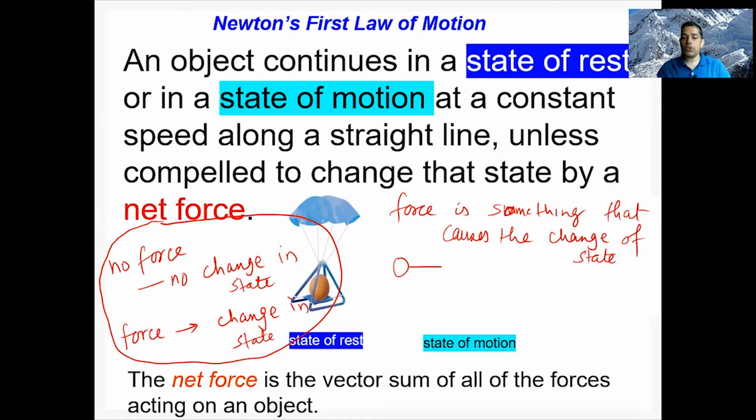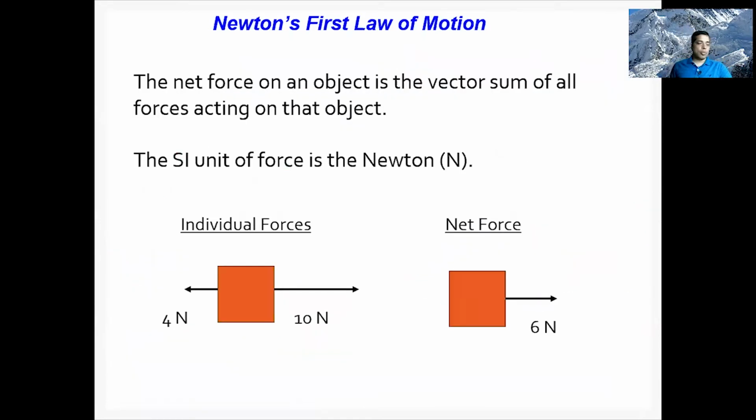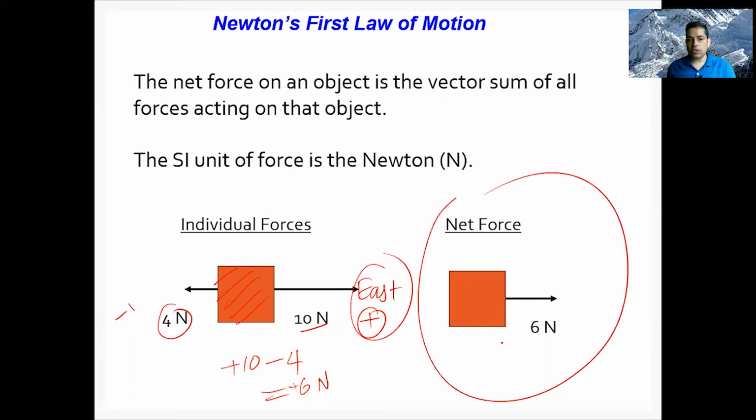All right, so what is net force then? Net force is the vector sum of all the forces acting on an object. Suppose you have an object here with two forces acting on it. One is 10 Newton to the east, so you can call east the positive direction, and the other force is 4 Newton to the west, let's say negative. Then what is the net force? Plus 10 minus 4. How much is the net? 6 Newton plus. Plus means east. That's the net force.